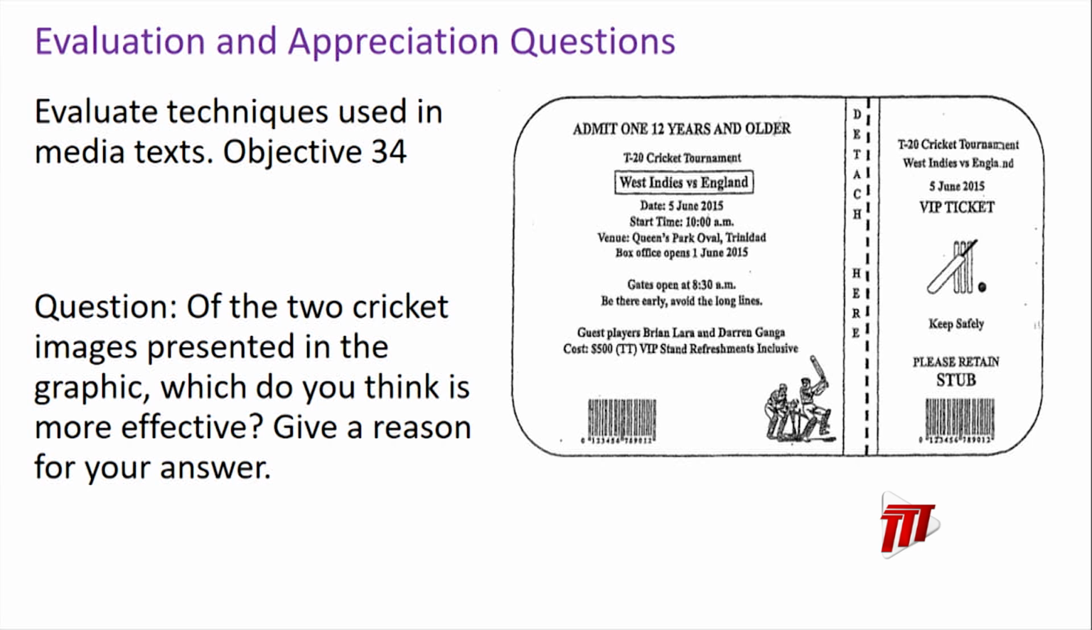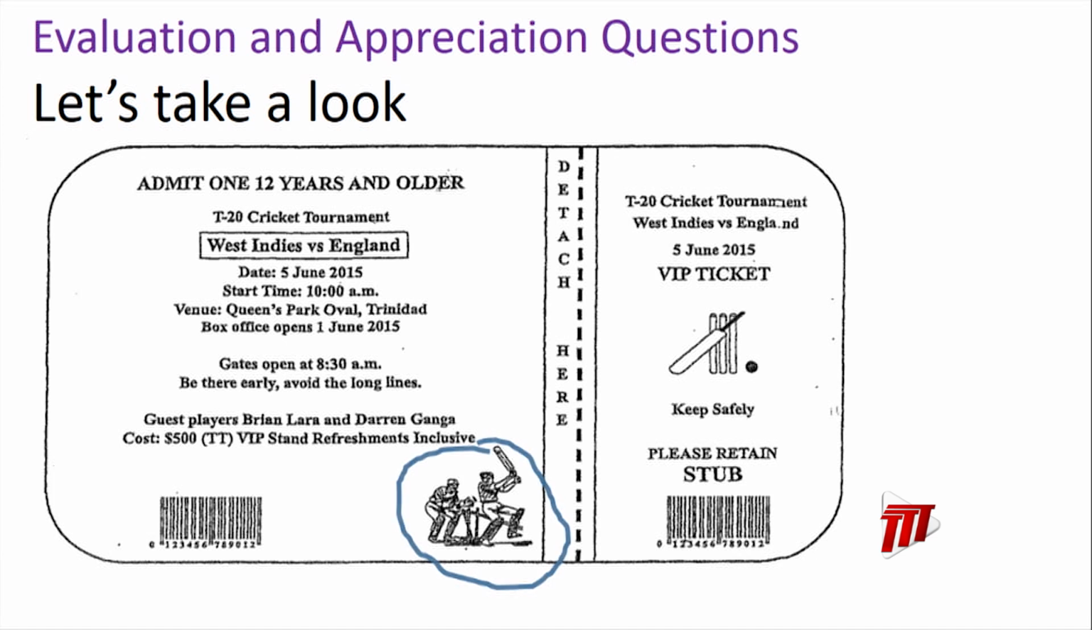We see, or remember from earlier, we had two images. We had our first image with the wicket keeper, the batsman, and the stumps off, bat in midair, and we'll call this image 1. And across on the stub, we had a wicket, a bat, and a ball. We'll call this image 2.